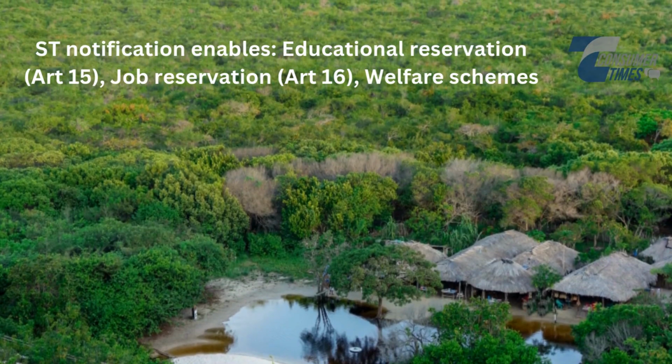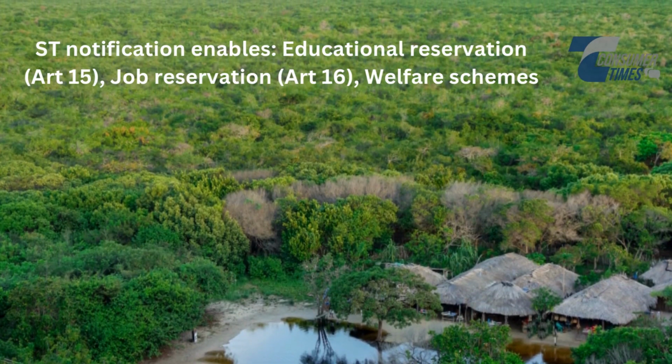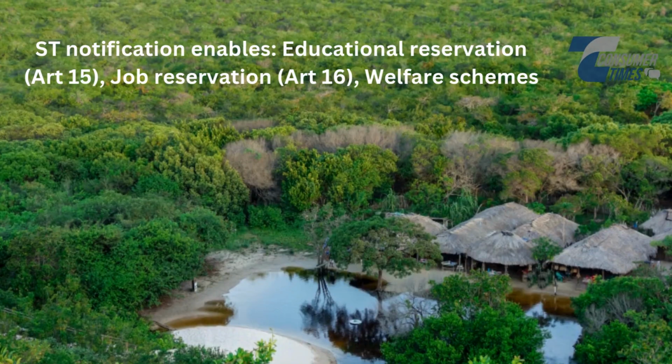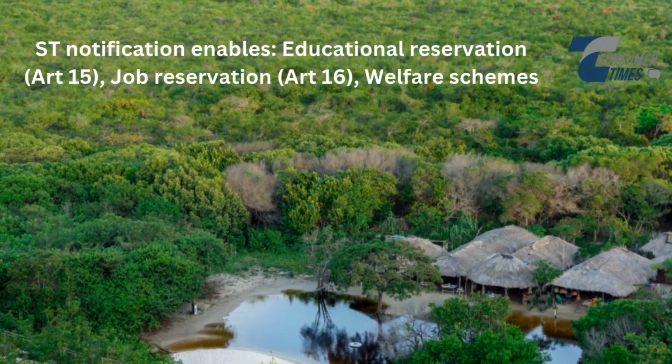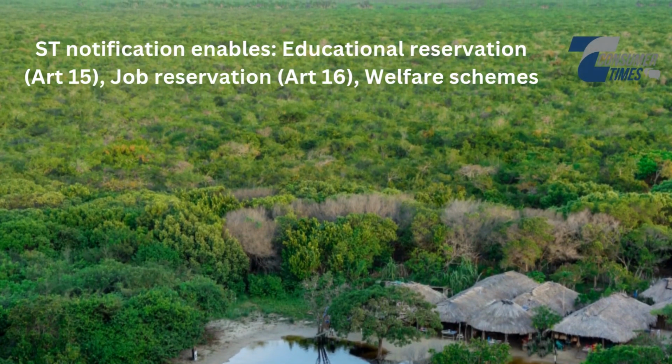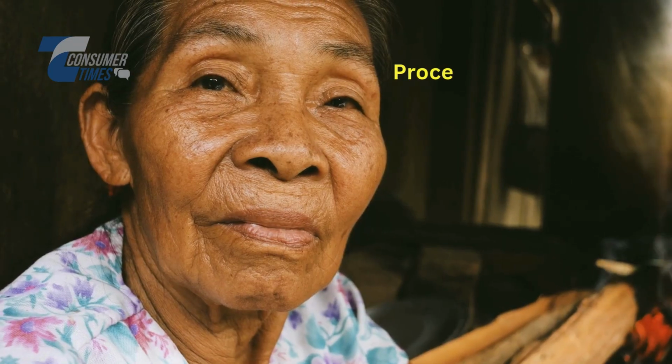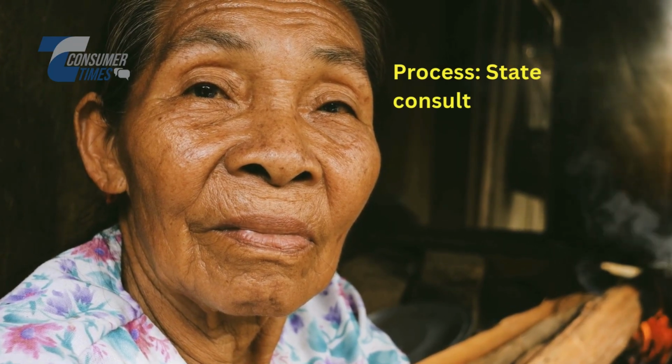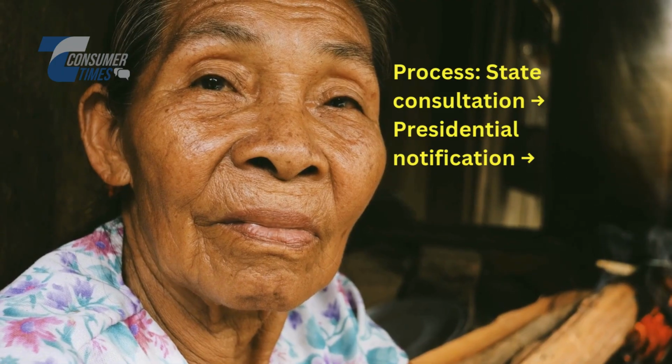The ST certificate that individuals obtain is directly linked to their community being listed under Article 342 for their specific state. It's also crucial to understand that scheduled tribe status is state-specific. A community recognized as ST in one state may not automatically have the same status in another state. For example, certain communities might be notified as scheduled tribes in Madhya Pradesh but not in neighboring Uttar Pradesh.